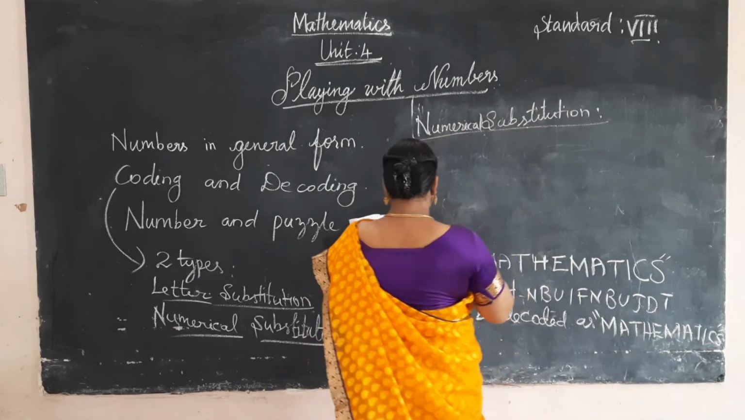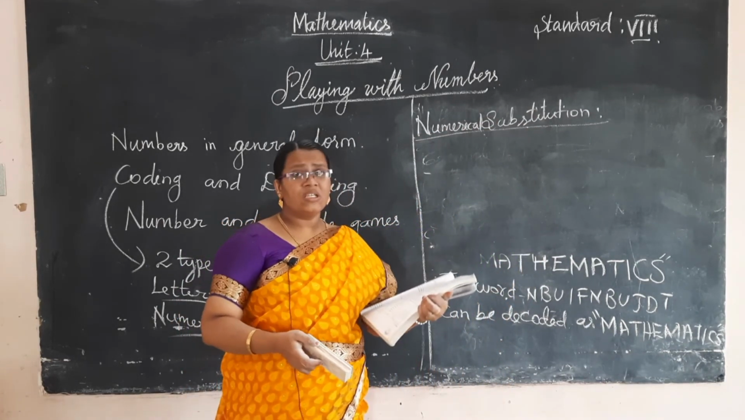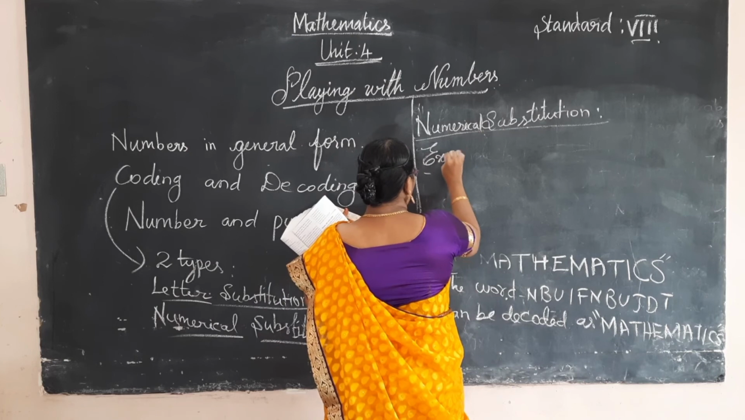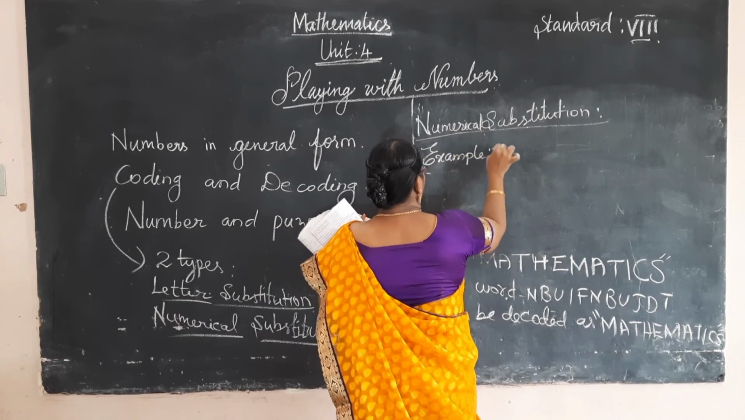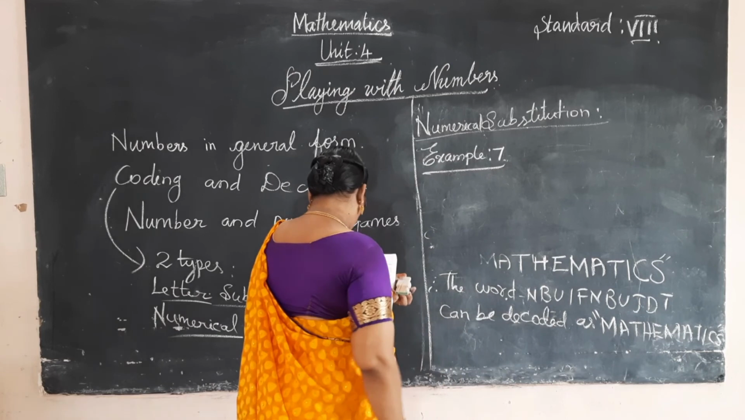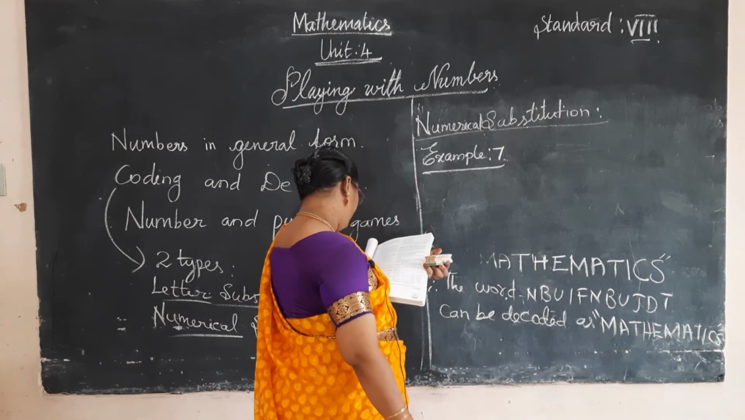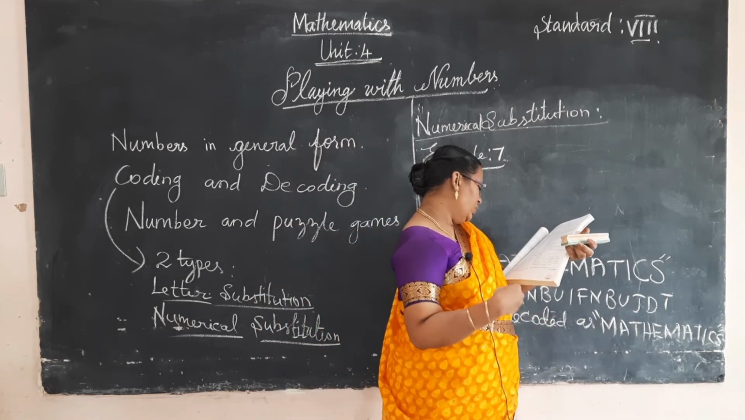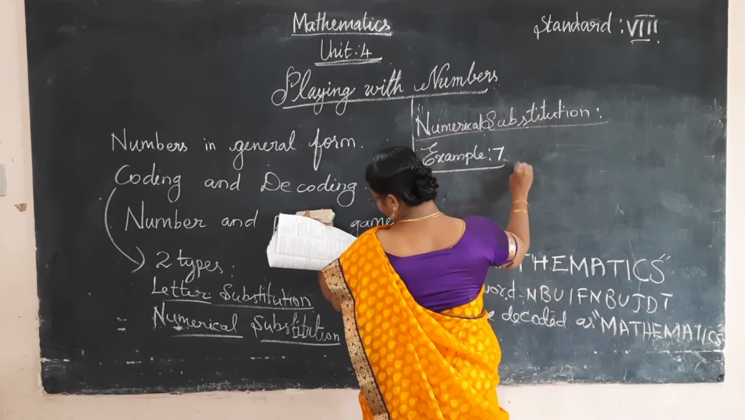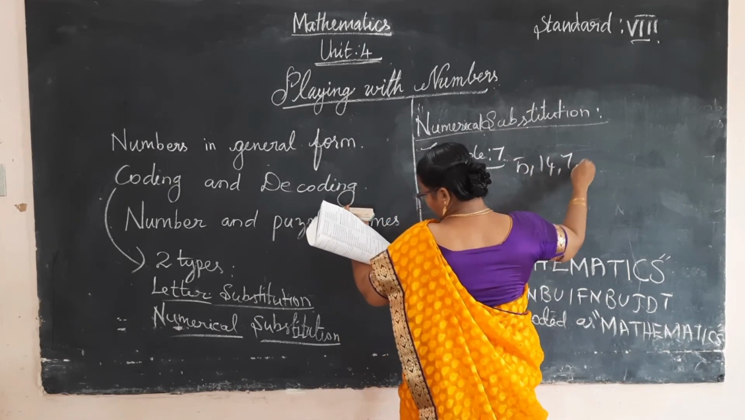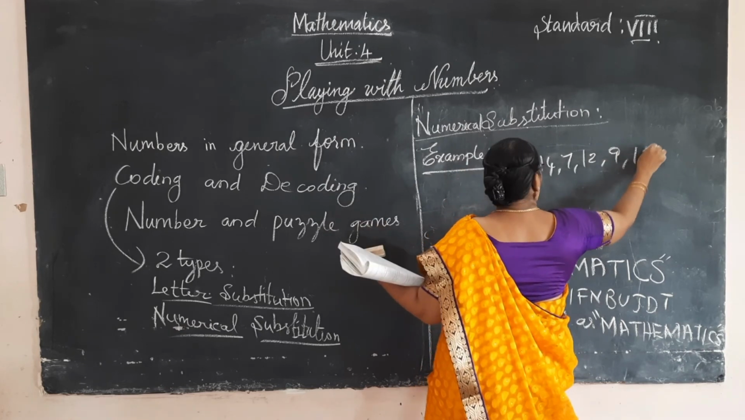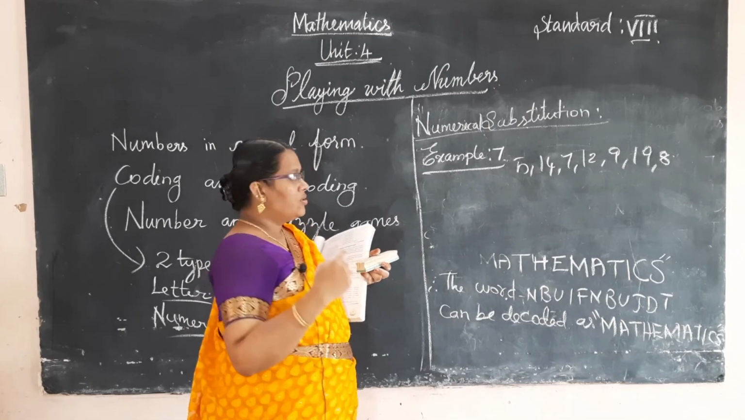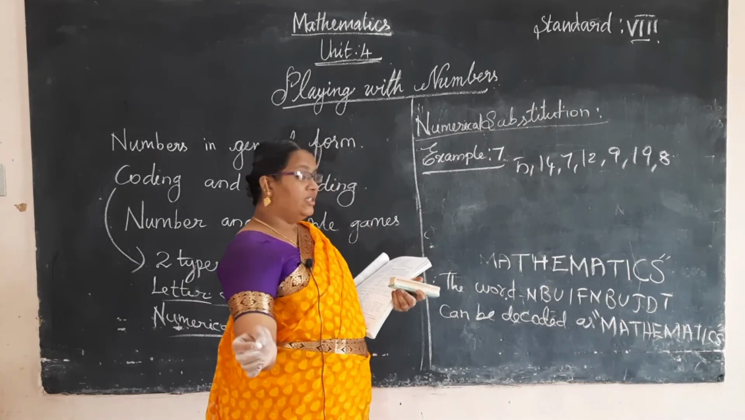Numerical substitution means using numerals. See example 7. Use the following codes to decode the message: 5, 14, 7, 12, 9, 19 and 8. These numbers are given, so what is the decoded word? We have to find out.